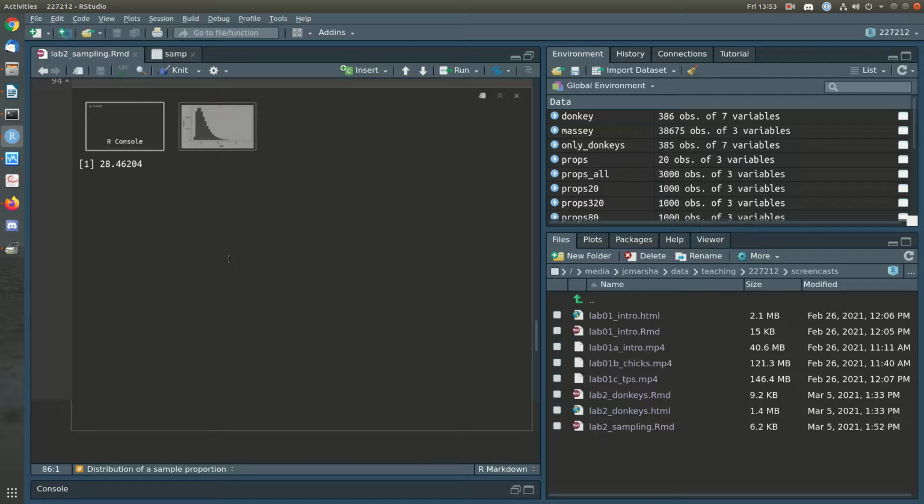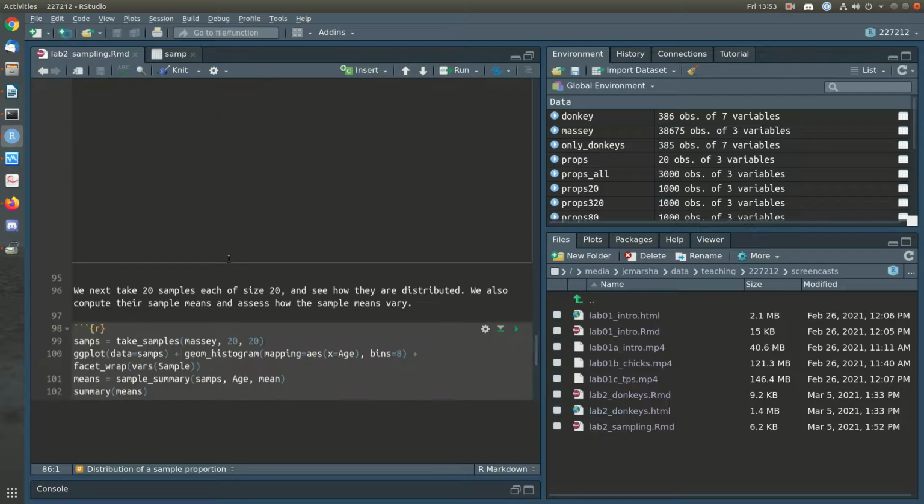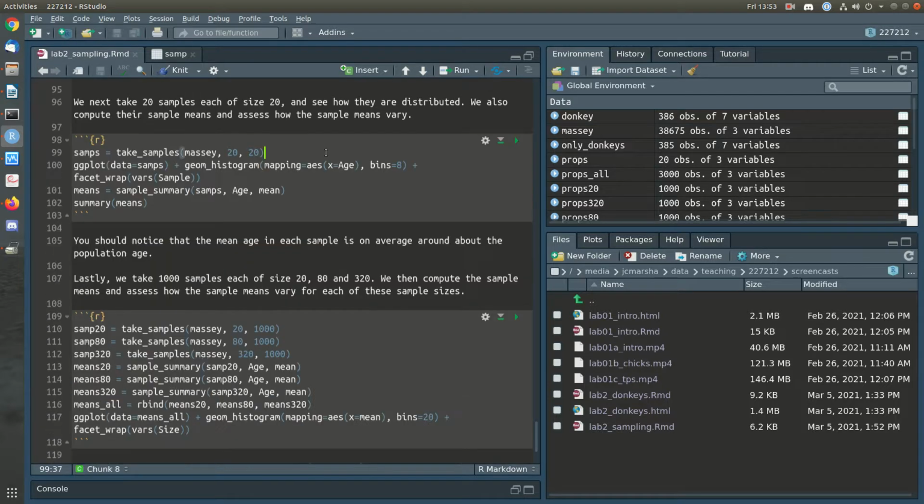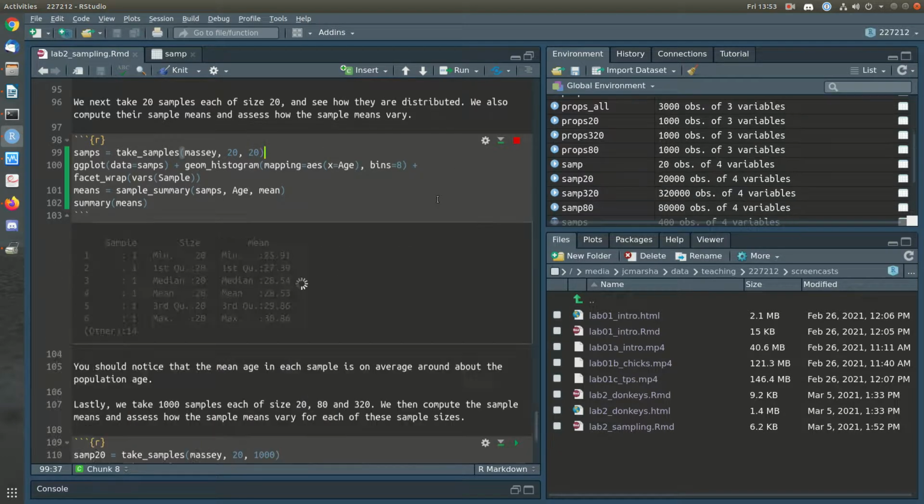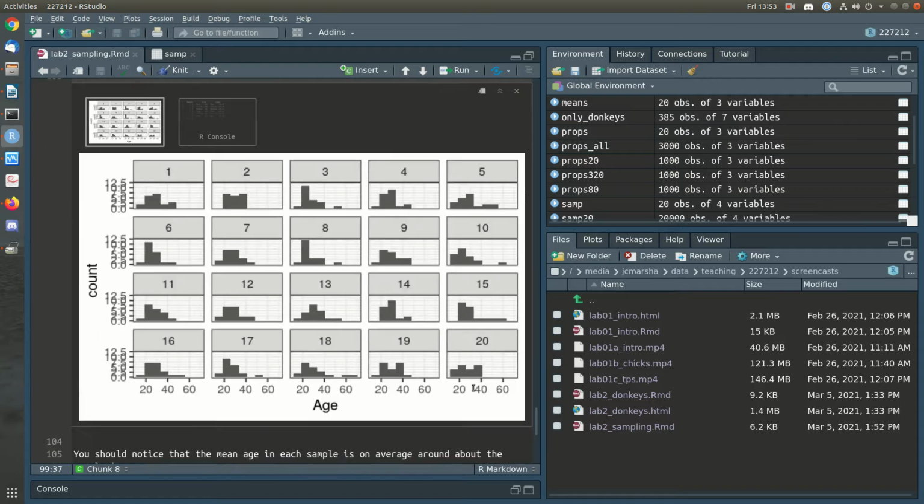Now, let's do the same thing. We'll take some samples and see whether we can infer from our sample and see whether it lines up with the population. So we're going to skip taking one sample. We're just going to go straight to taking 20 samples of size 20 and seeing what they look like. So there they are there.